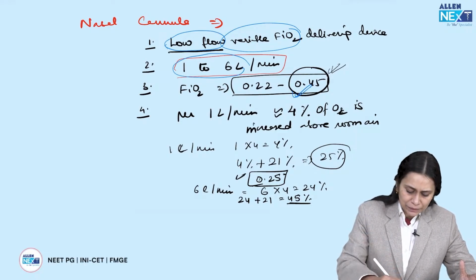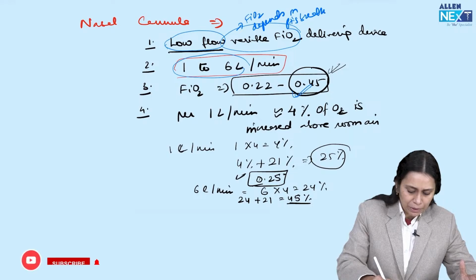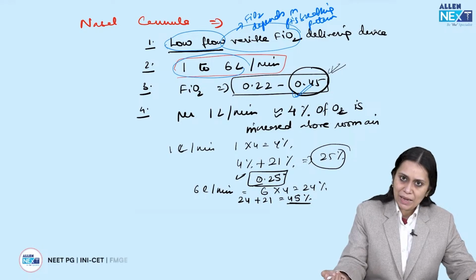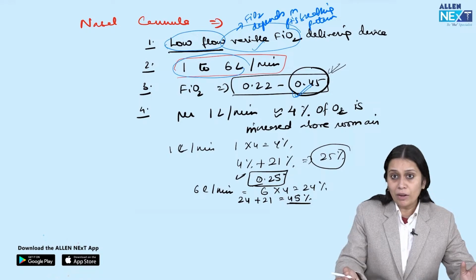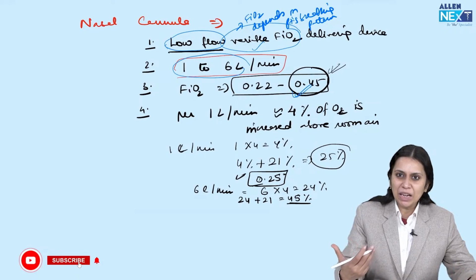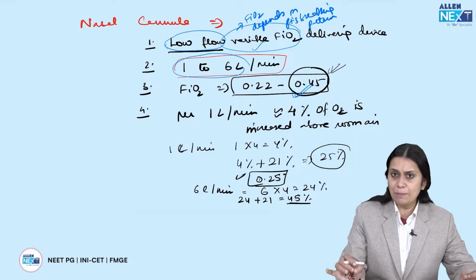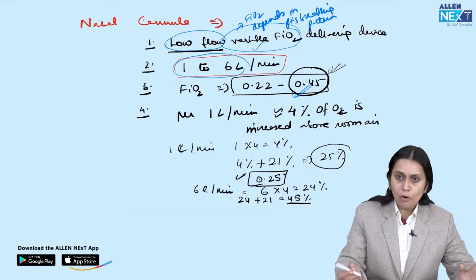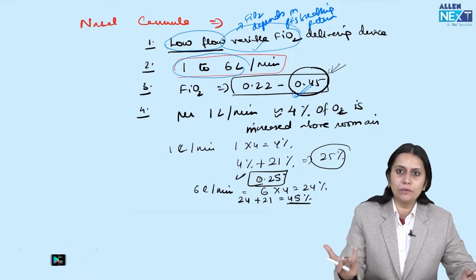So variable FiO2 depends on the patient's breathing pattern. It is not independent of the patient's breathing pattern. Remember this: for all the variable FiO2 oxygen therapy devices, the FiO2 which we predict can be achieved by that device depends upon the patient's breathing pattern. High flow fixed FiO2 delivering devices achieve a fixed FiO2 independent of the patient's breathing pattern.